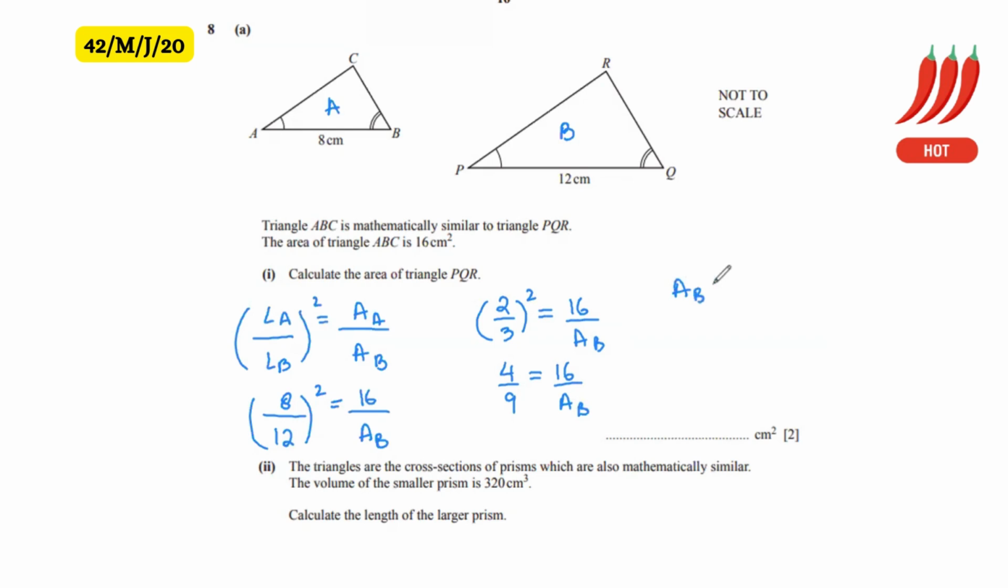So area of B is going to be 16 times 9 over 4, which is basically equal to 4 times 9, since 16 divided by 4 is 4. 4 times 9 is 36, so that's 36 centimeters squared. That is the area of triangle PQR.